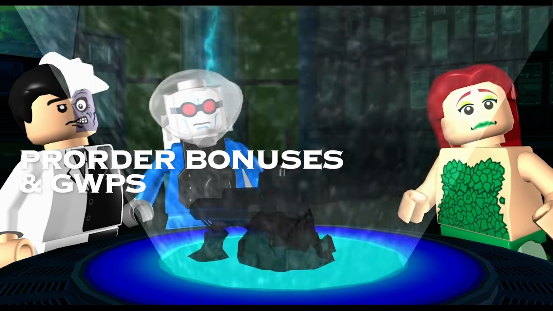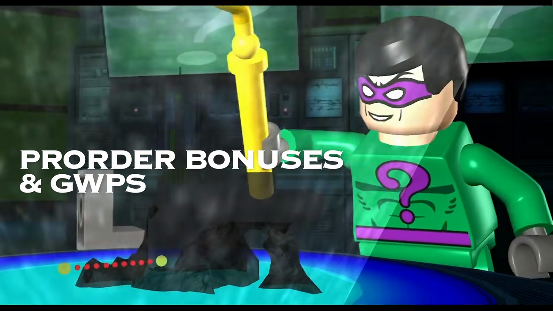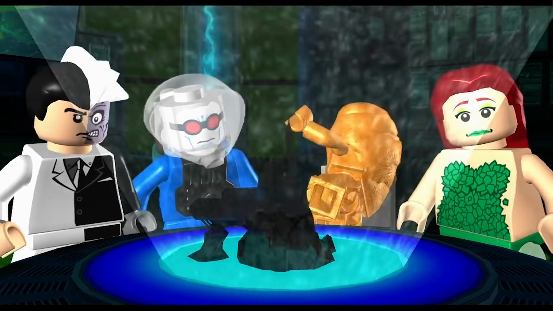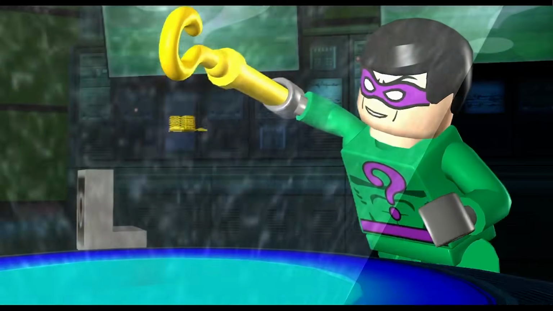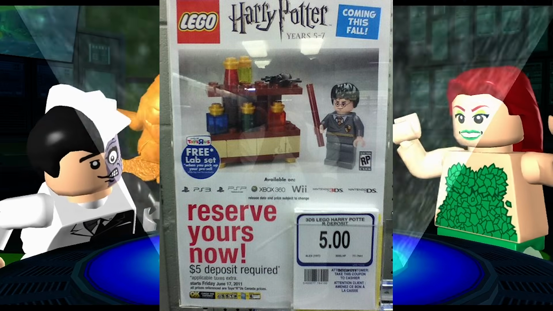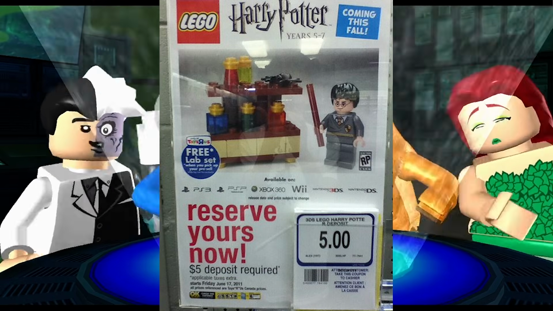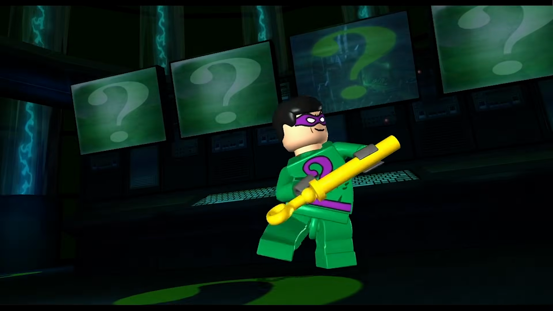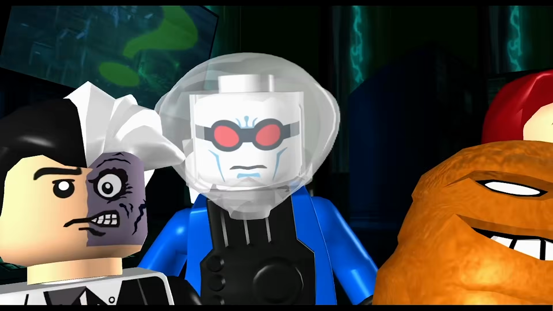Video game pre-order bonuses and gift with purchases. So I'm just going to group these two into one category since we're on the topic of exclusive minifigures that don't appear in conventional sets. Dating back to LEGO Harry Potter years 5 through 7, LEGO has always had some sort of pre-order bonus for their video games, and of course the LEGO superhero video games have been no different.